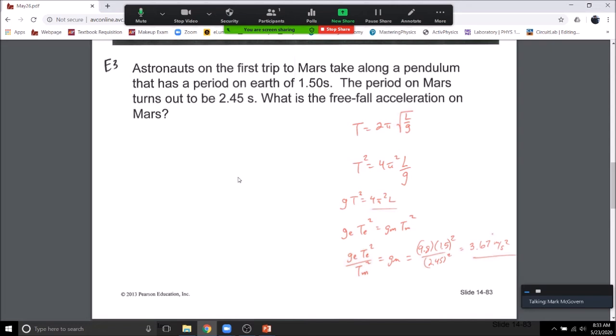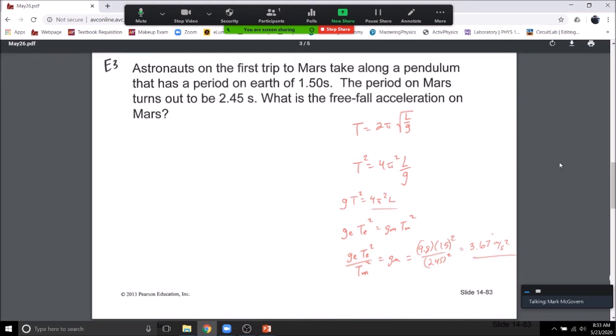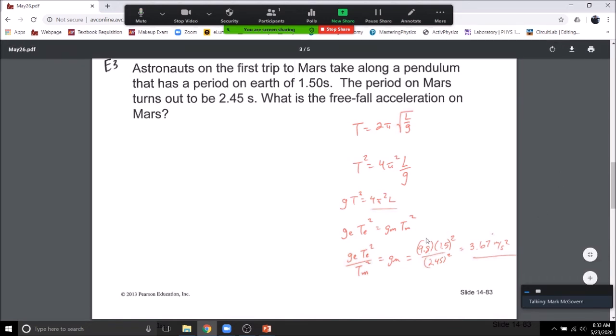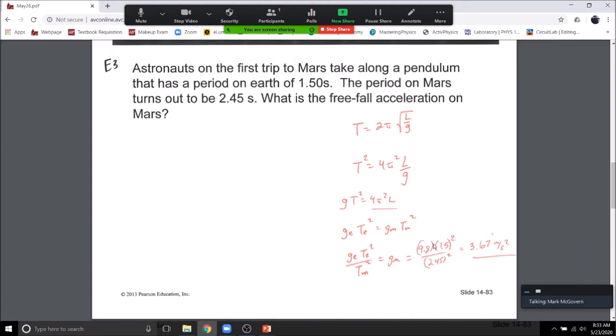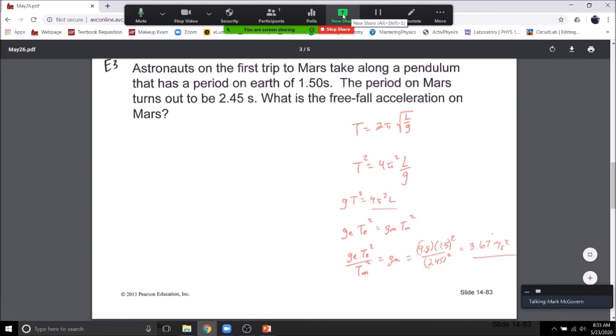You can do that. I like to play with my equations before I put numbers into them. So you can create a proportion out of this, and the proportion is the gravitational acceleration on Earth times the period squared is the same quantity on Mars, and so you can put those numbers in there. I like the proportion because you can see how the gravitational acceleration is altered. It's altered by a ratio of squares of the periods. That's neat. Anyway, 3.67 meters per second squared is what we get for gravitational acceleration on Mars.